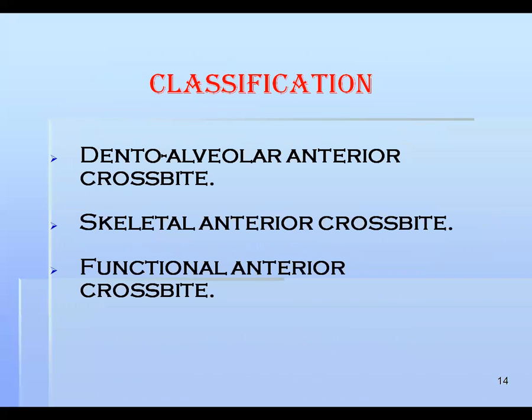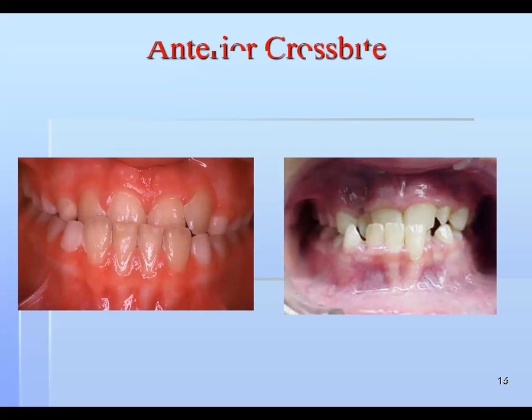Then coming to classification of anterior crossbite, it can be dentoalveolar anterior crossbite, skeletal anterior crossbite, or functional anterior crossbite. These are the pictures of anterior crossbite.